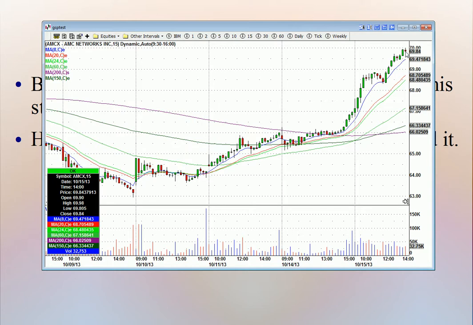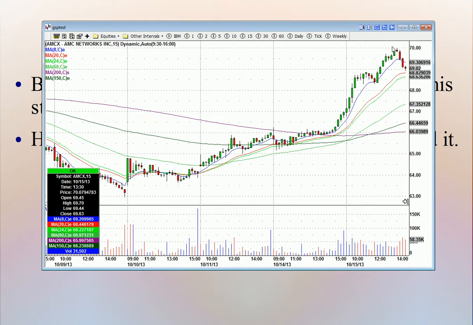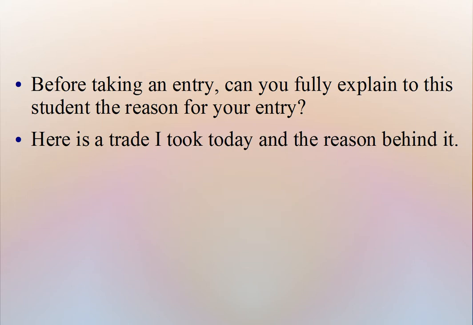Went ahead and shorted it as it took out this candle's low at 69.79. My stop, 69.99. And over the course of the next 45 minutes, got almost $1 out of it. It went down to 68.91. But the important point here being it was very easy to explain why I was looking for a potential short there, right?